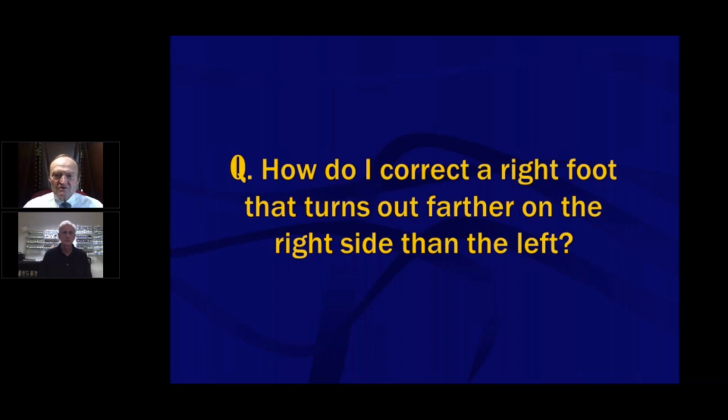So correcting the right foot that turns out farther on the right side than the left may be something you can do by looking at the psoas or the piriformis muscle. And it could be local issues, but more often it's part of a greater problem and more of a systemic issue. We always look at the systemic issues in QA first, as you know. Carrie, anything to add to that?